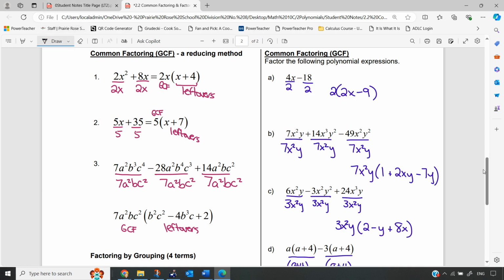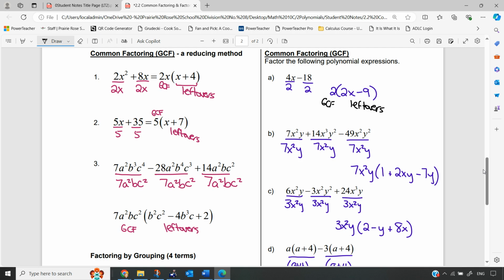For part A, we had 4x minus 18. Now my factors of 4 are 1 and 4 and 2 and 2. I cannot divide a 4 out of 18, so the largest GCF that I can pull out is a 2. Notice that 18 doesn't have a variable with it, so I cannot pull out the x. 4x divided by 2 is 2x, and negative 18 divided by 2 is negative 9. So 2 would be my GCF, and 2x minus 9 would be my leftovers.